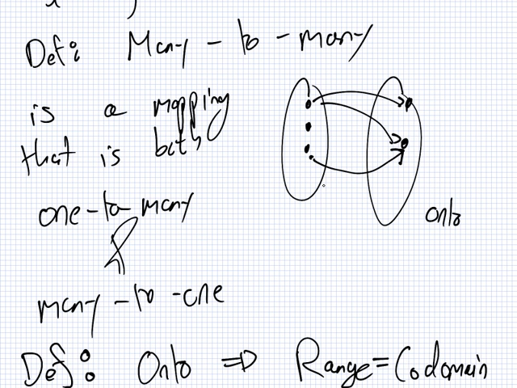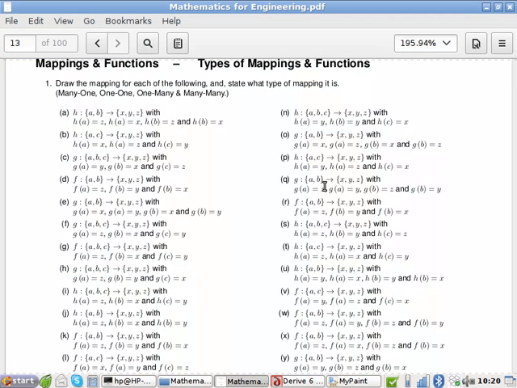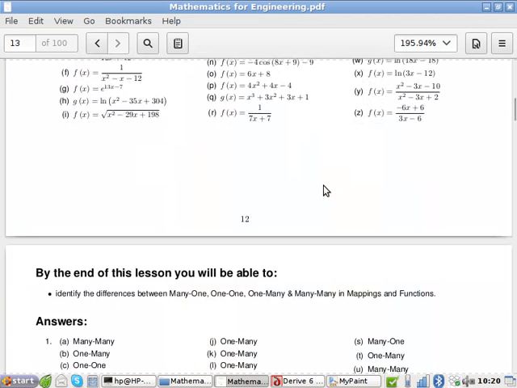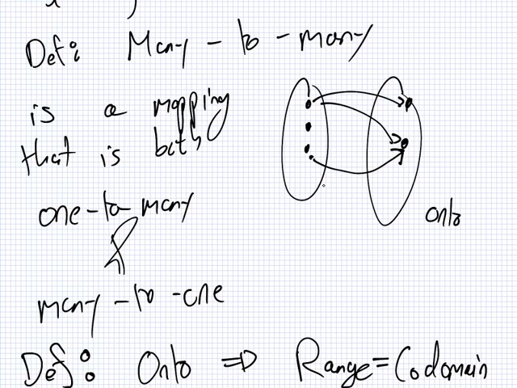So we have so far 6 definitions. We have the definition of range, one-to-one, many-to-one, one-to-many, many-to-many, and unto. I don't know if there's more definitions in this lesson. Let me just check. So in question 1 we have to say what type it is, and question 2 we have to say if it's one-to-one or many-to-one. Right. Okay, can I continue?